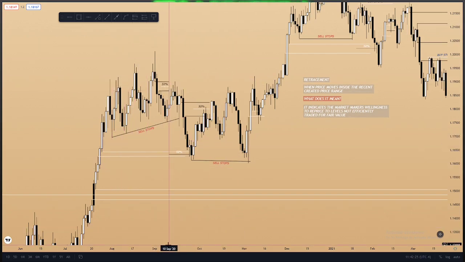Not all the time will price come to your imbalance. They could just take off and later on, like a week later, come back and hit it. It's not right away.